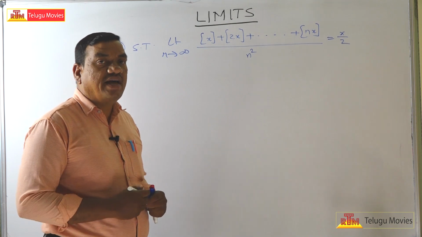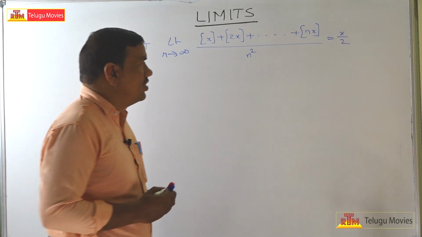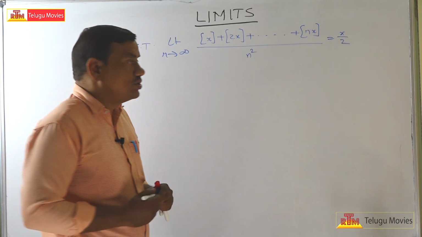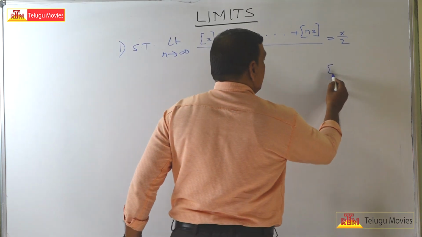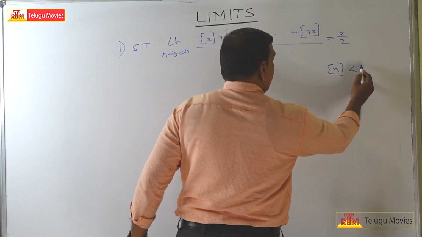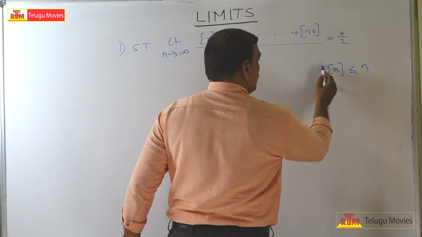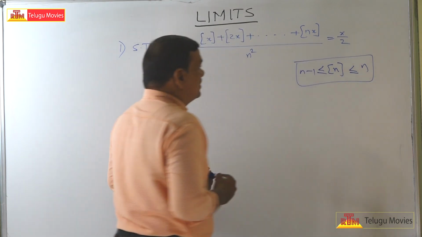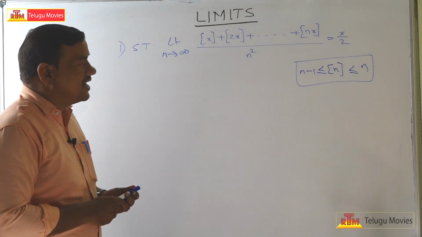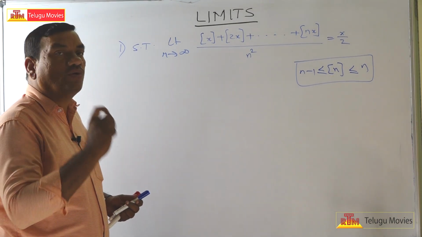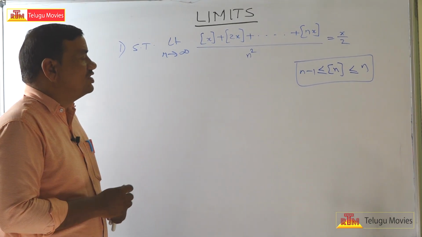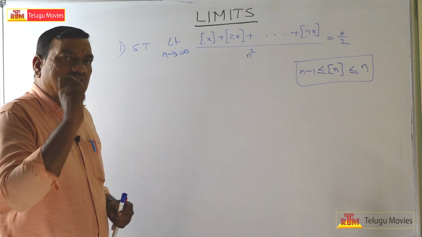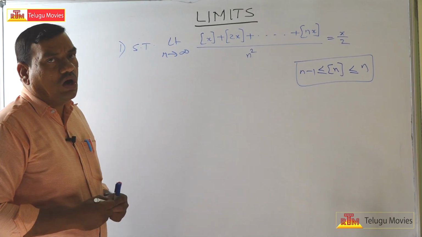We have a very nice property in the step function. What is that property? Step of n is less than or equal to n, and greater than n minus 1. That means n minus 1 is less than or equal to step n, which is less than or equal to n. That means the step n value lies between n minus 1 and n. That is the first thing we have to remember.